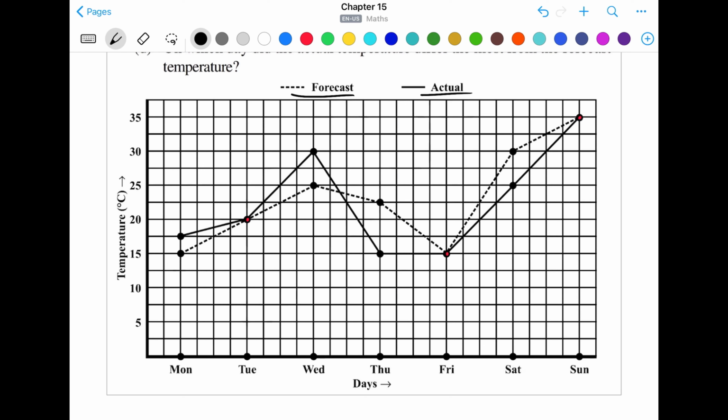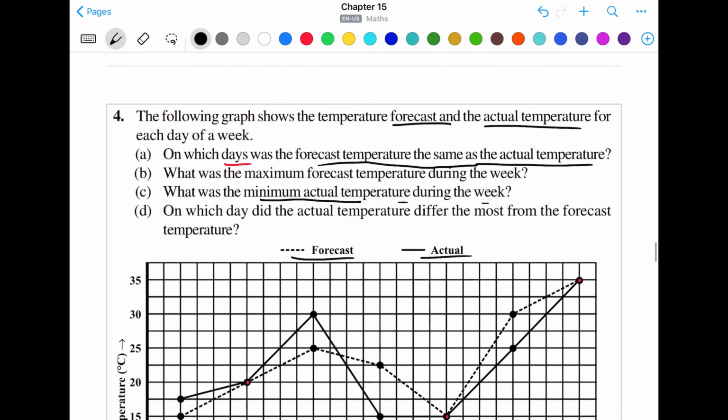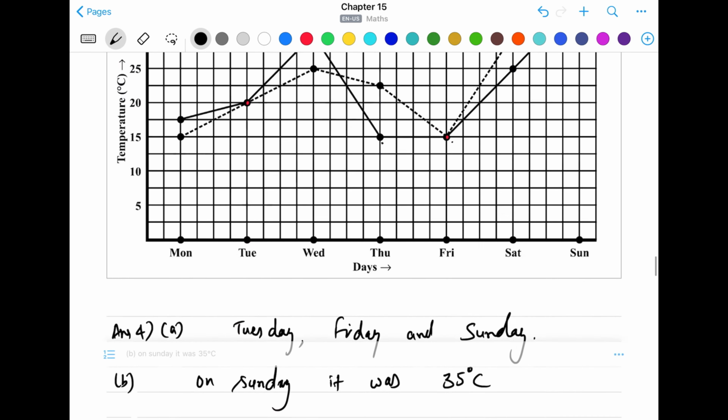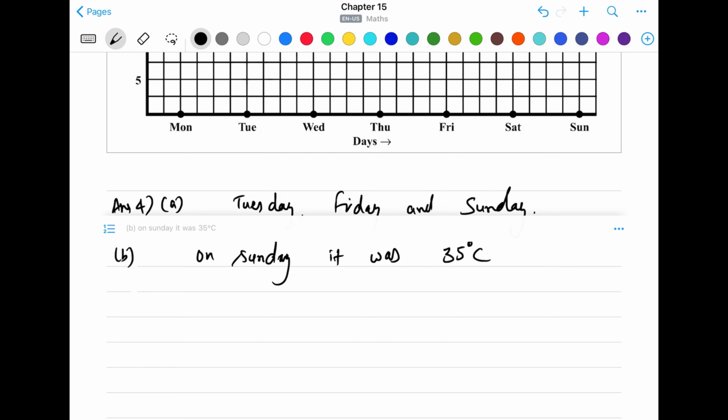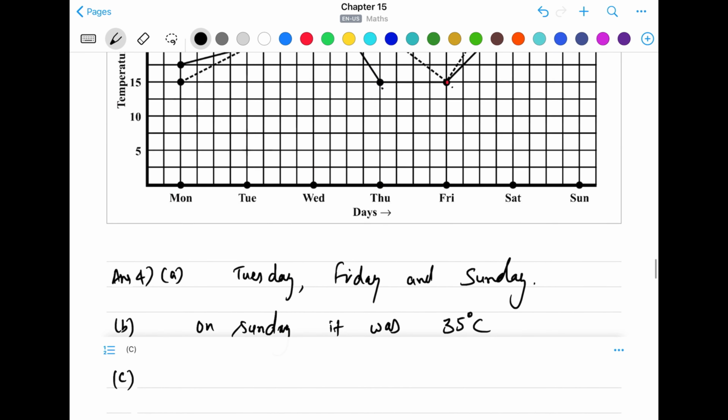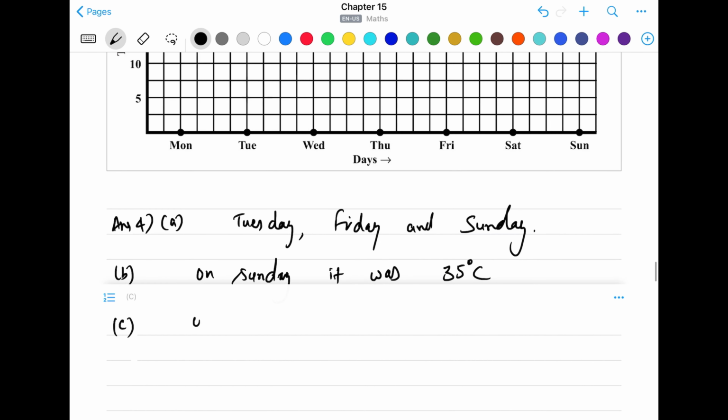Okay, next is what was the minimum actual temperature during the week. So the actual temperature minimum was on two days, that is Thursday and Friday. It remained lowest, that is 15 degrees Celsius. So the answer for this is on Thursday and Friday.